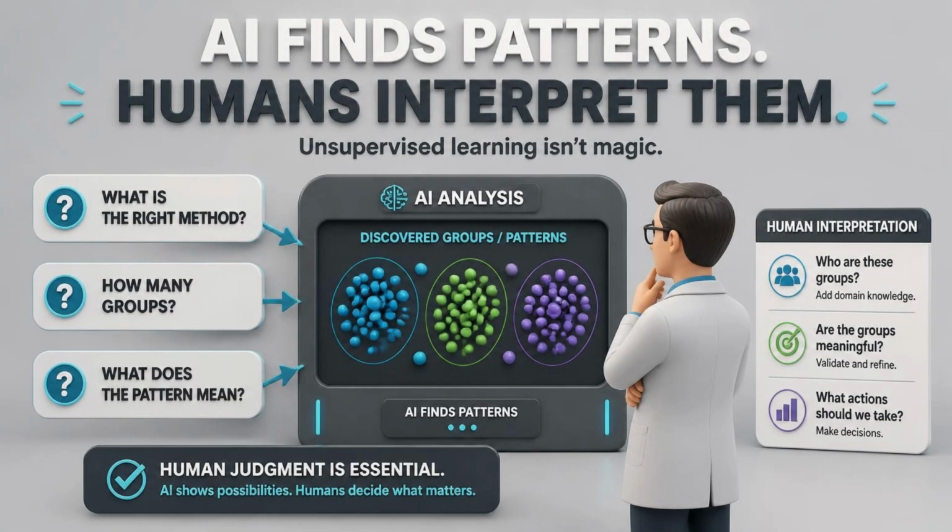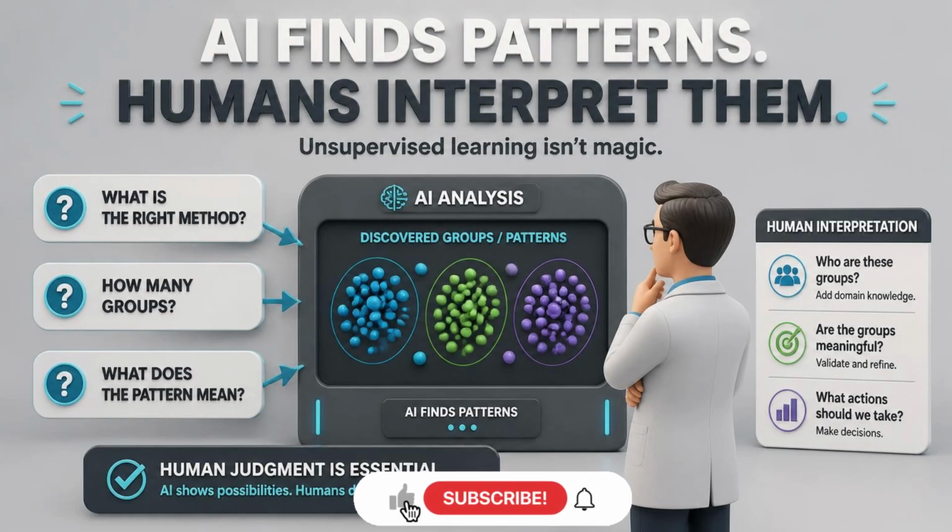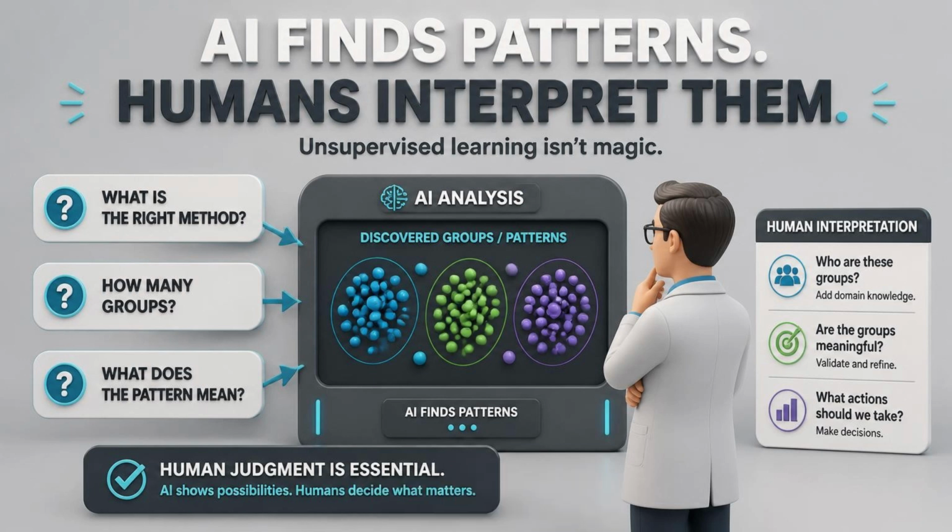But there's something really important to remember. Unsupervised learning isn't magic. Just because an algorithm finds a pattern doesn't mean that pattern is useful. Maybe it creates 5 groups, but only 3 of them actually make sense. Or maybe it finds a pattern that has no practical meaning. So humans still need to ask, is this pattern useful? Does this grouping make sense? And most importantly, what does this pattern actually mean? Finding a pattern is one thing. Understanding the pattern is another.